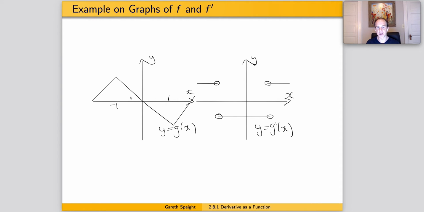And then similarly, g has constant slope going down between -1 and 1, which we see for g prime. And then g has constant slope going up to the right of 1, which we see for g prime has value 1. Okay, so here, for instance, the domain of g was the entire real line, everything that was on the picture. And the domain of g prime excluded -1 and 1, right?